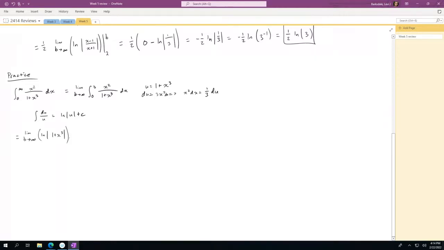Since we have a definite integral, or a bounded integral, we don't need to include our plus C. Now, you'll notice when we let b tend to infinity, we have the natural log of infinity, which is infinity, so we say this integral diverges.